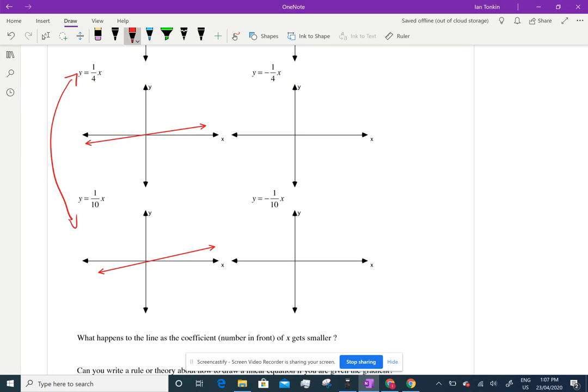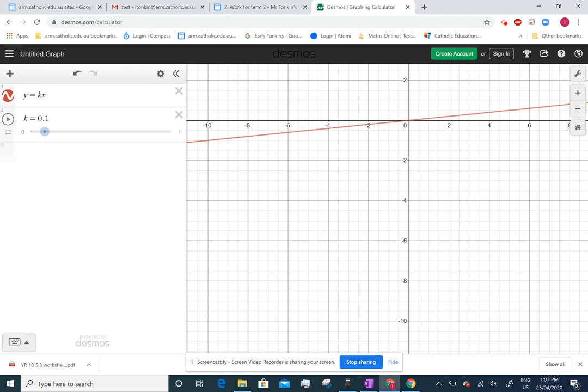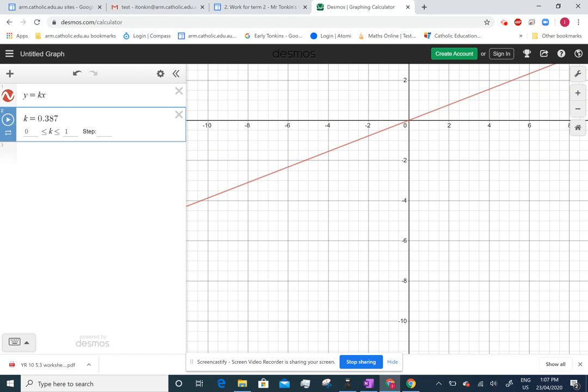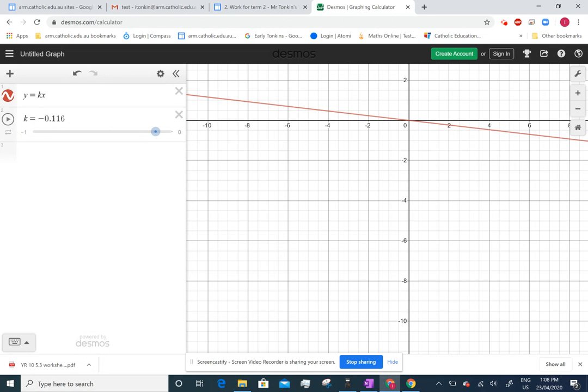So what about if they're negative? Well, let's go back and have a look at Desmos, and let's just change our step from -1 to 0. See what happens. Okay, so they're going down. So you should be pretty good with these. And let's have a look. And there's negative a tenth.